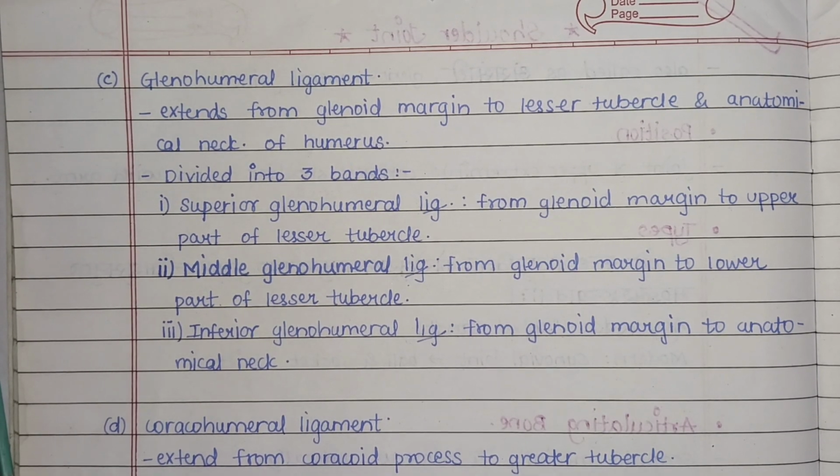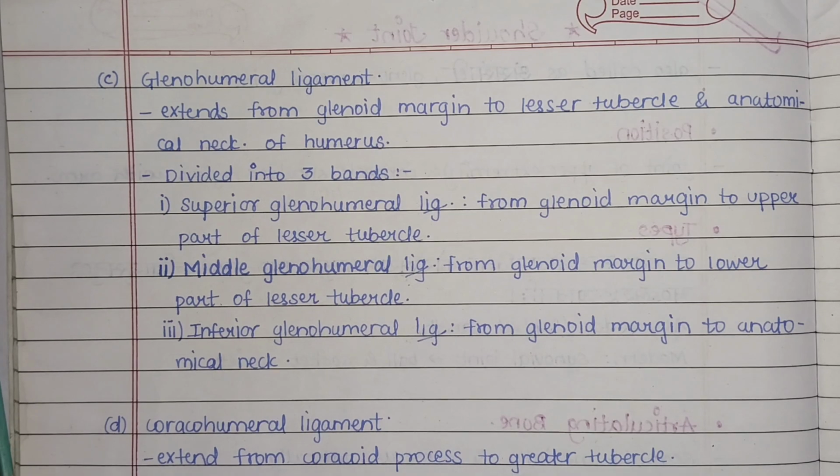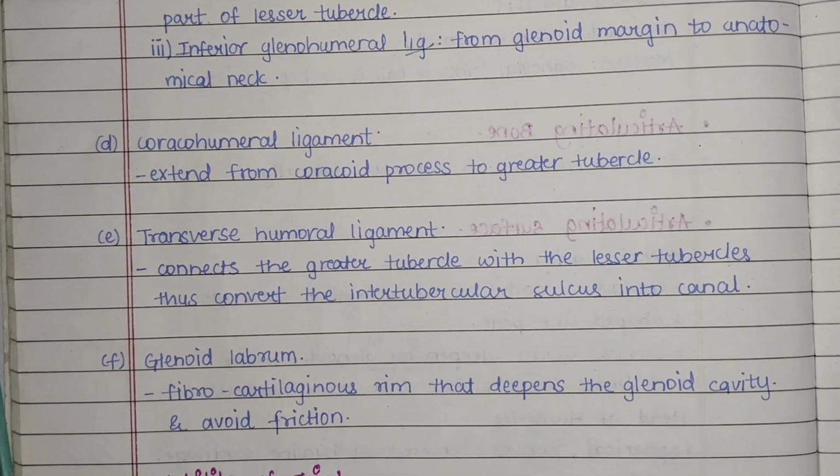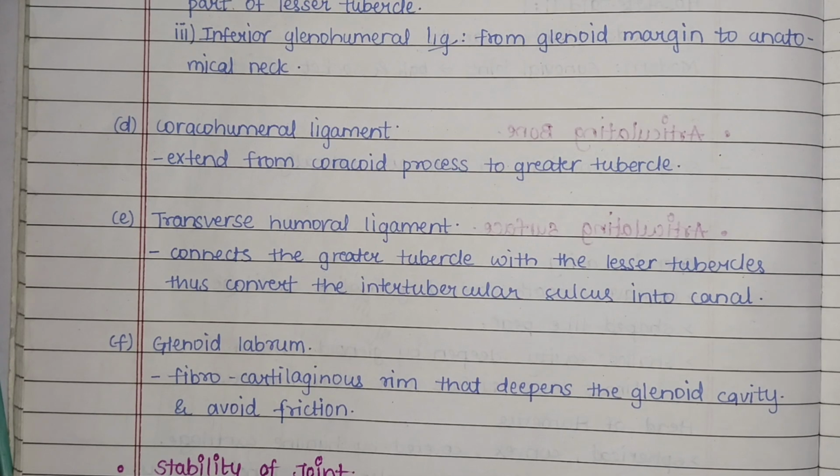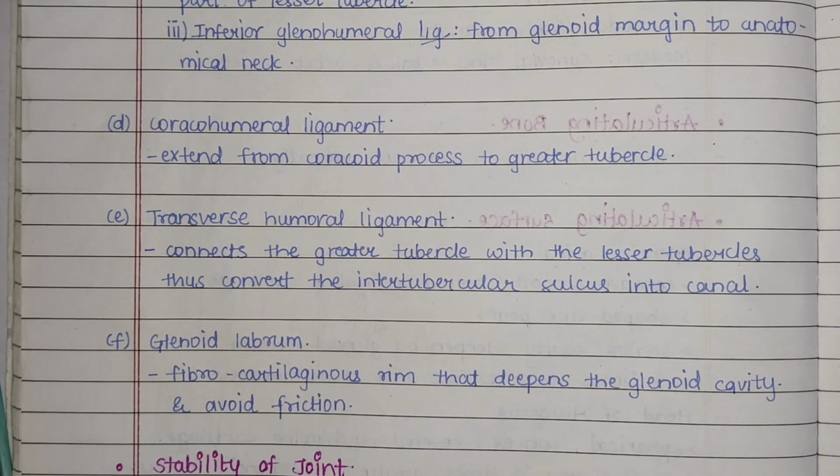to the anatomical neck. All of them start from the glenoid margin itself, but it goes to the upper part of the lesser tubercle, lower part of the lesser tubercle, and the anatomical neck according to superior, middle, and inferior respectively. Next is the coracohumeral ligament. Now its extent is from the coracoid process up to the greater tubercle. It's very simple, starts from the coracoid process and goes up to the greater tubercle of the humerus.